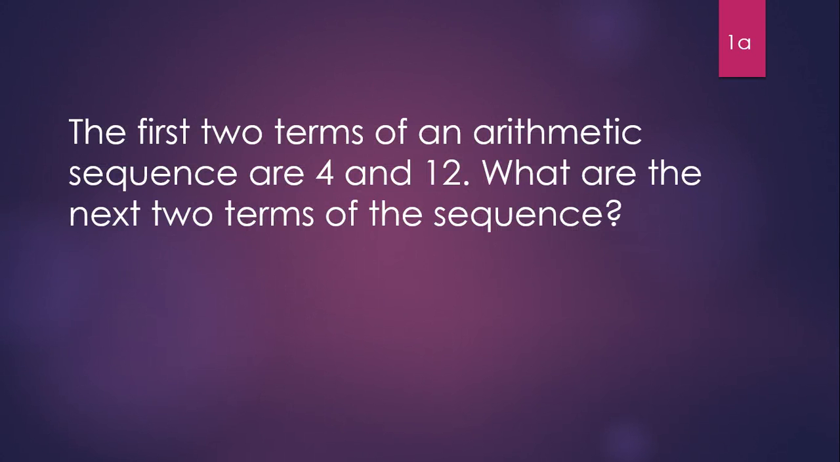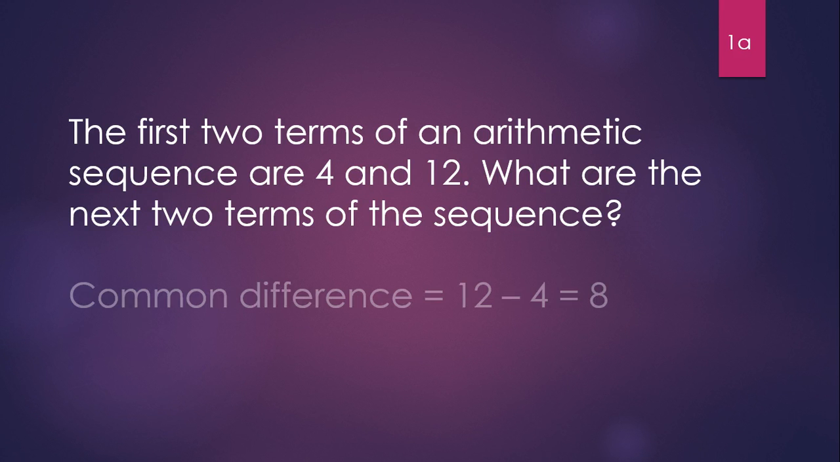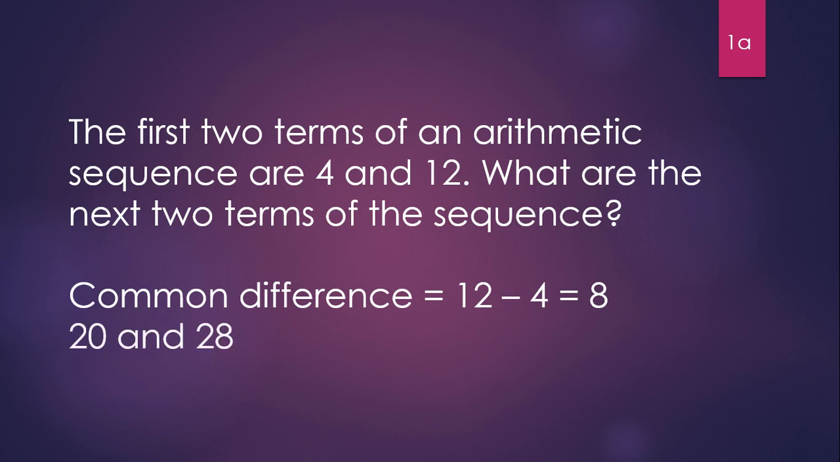The first two terms of an arithmetic sequence are 4 and 12. What are the next two terms of the sequence? The common difference is 8. So to get the next two terms, you simply add 8 to the previous term. So 12 plus 8 is 20, and 20 plus 8 is 28.